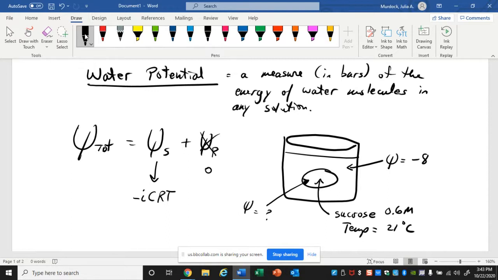Could you please explain to me again the situation? The situation is you have, let's say, a potato cell that's in some water. And all they're telling you about the water is that its water potential is -8 bars. So now inside there, you have a sucrose concentration, 0.6 molar, a temperature of 21 degrees Celsius, and you need to calculate the solute potential of the inside potato. Once you've done that, can you figure out what the water flow would be?